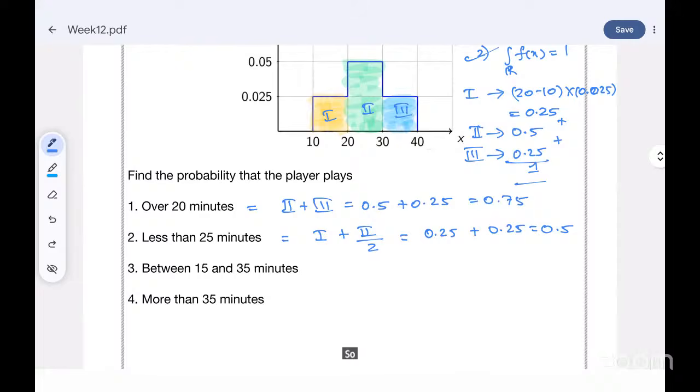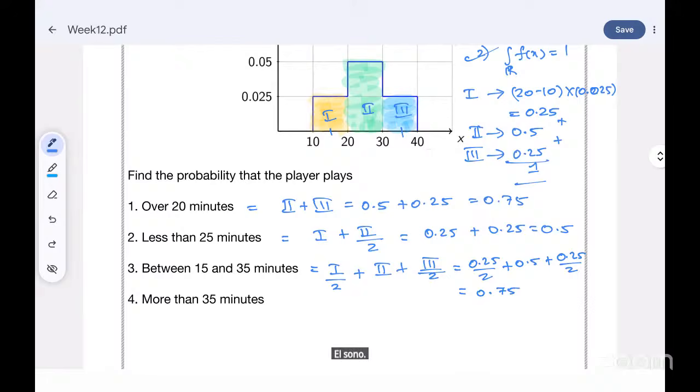So 15 and 35. So it means we have half of the first part, the entire second part, and half of the third part. Right? So this means 0.25 by 2 plus 0.5 plus 0.25 by 2. So again it is 0.75, correct? Yes or no?